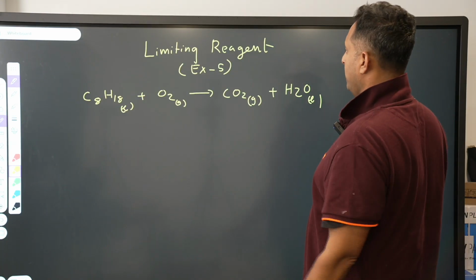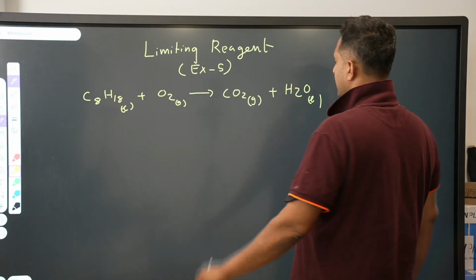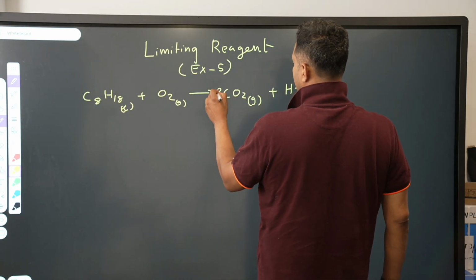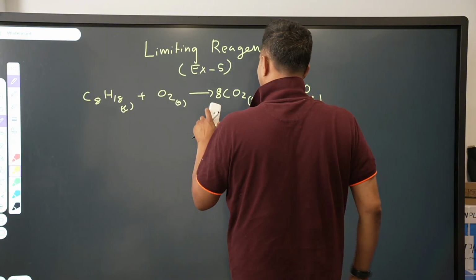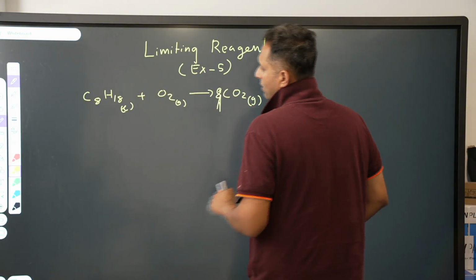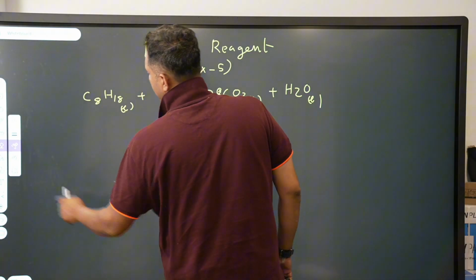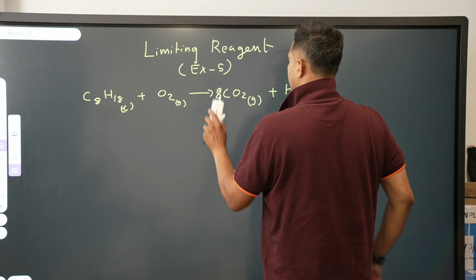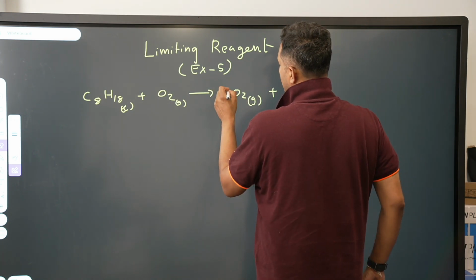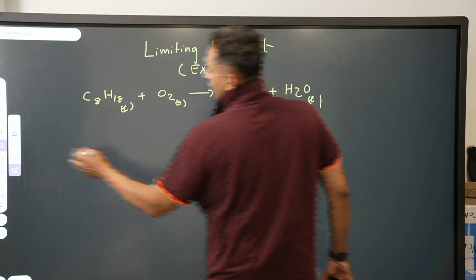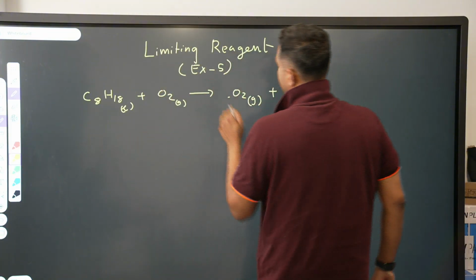Okay. Now, obviously, this is not balanced. So let's balance it. I'm going to balance it. 8 goes here. Let's use a different color for balancing.